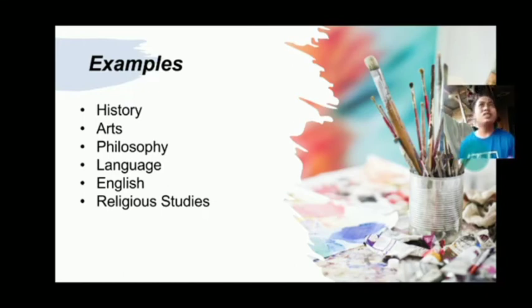So, okay, that's it. If someone asks you what the difference is between arts and humanities, just answer like this. Art uses a medium to communicate to human beings about happenings in the past and in the present. While humanities use arts to express human experiences. And that's all. Thank you.